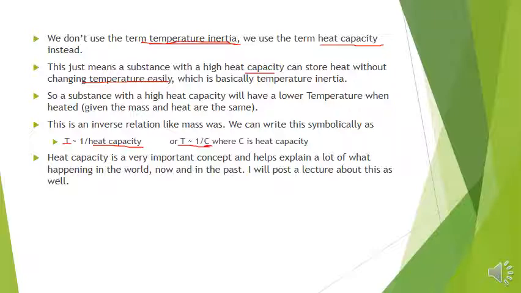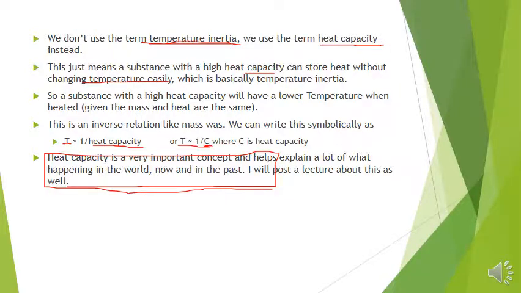So heat capacity is a really, really important thing. It helps explain a lot of what has happened in the world, now and in the past. And I have a lecture that I may be putting up that talks about heat capacity and how important it is.